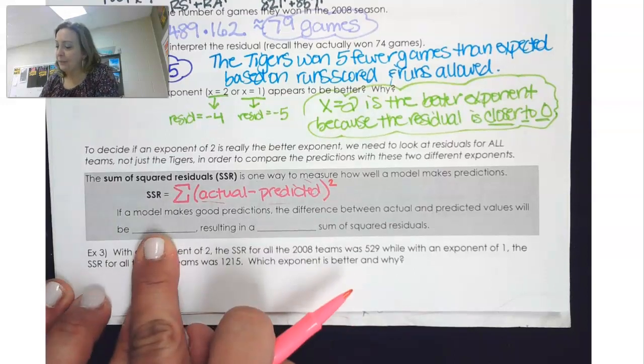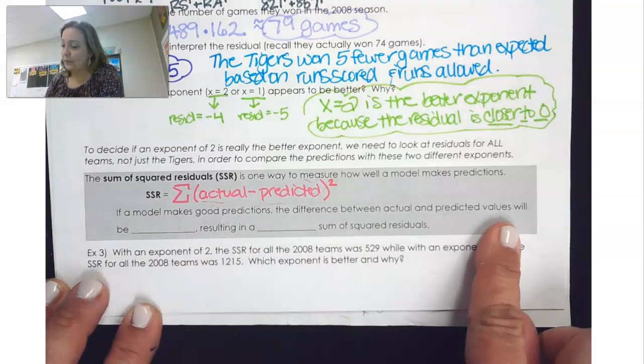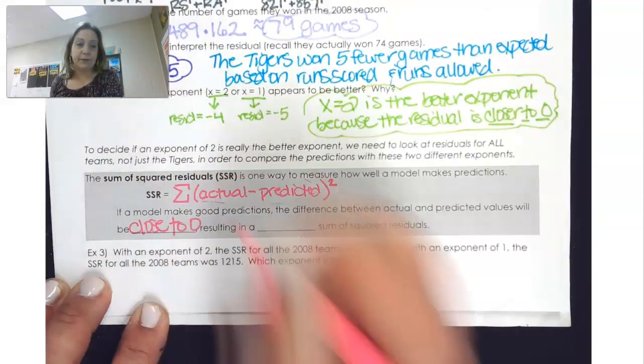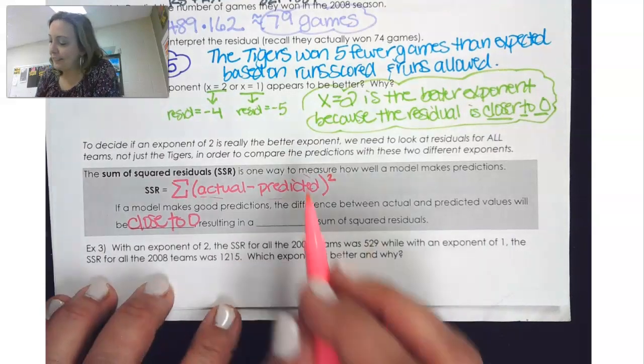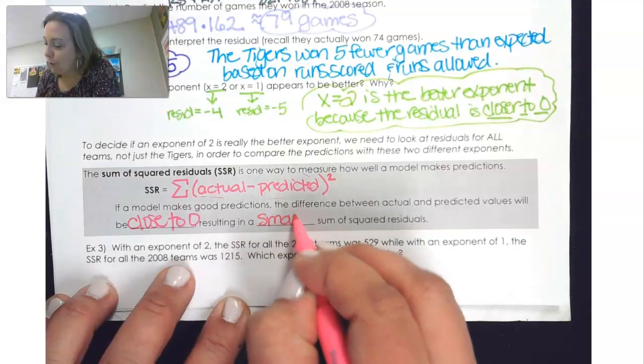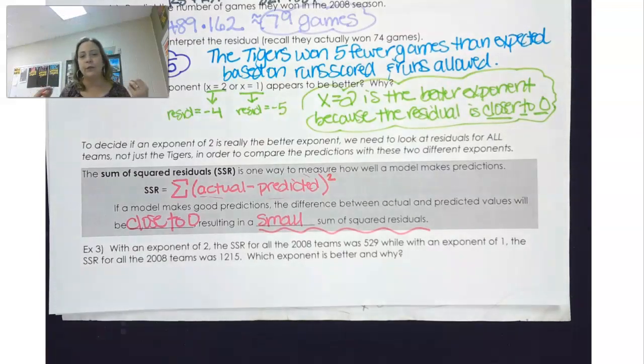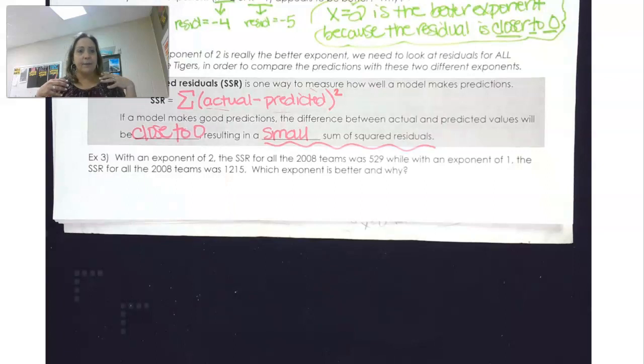So if a model makes good predictions, that difference between actual and predicted values will be close to 0, like we said. And that's going to result in a small sum of squared residuals. Just like with being closer to 0, because residuals can be positive or negative, the sum of squared residuals is always going to be non-negative because we squared everything. So for this one, we can say that the SSR is smaller to find the better exponent.